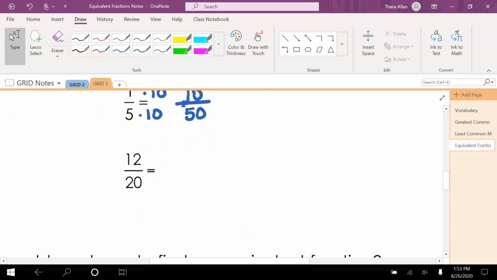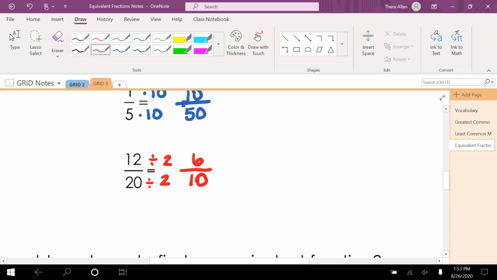Looking here at the bottom, I definitely want to divide this one. I see I have 12 and 20. And one thing I know about numbers that end in 0, 2, 4, 6, 8, they all are even, and even numbers are divisible by 2. I am going to divide both the numerator and the denominator by 2. 12 divided by 2 gives me 6. And 20 divided by 2 gives me 10.